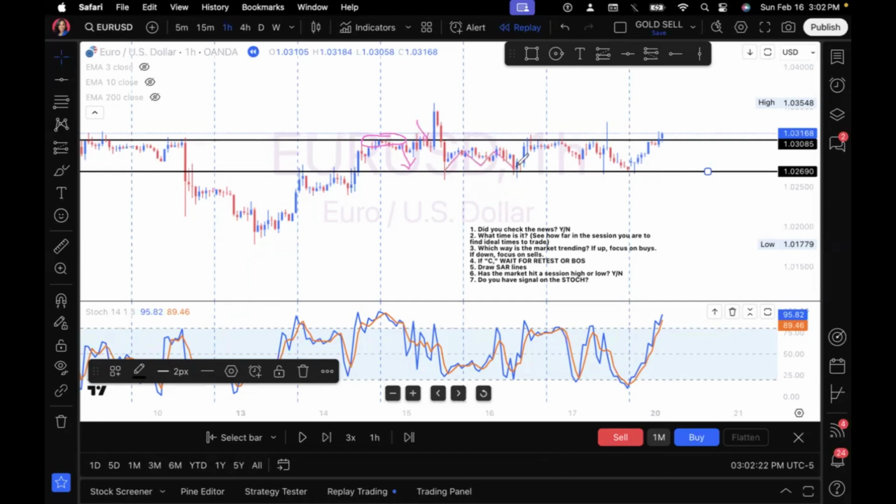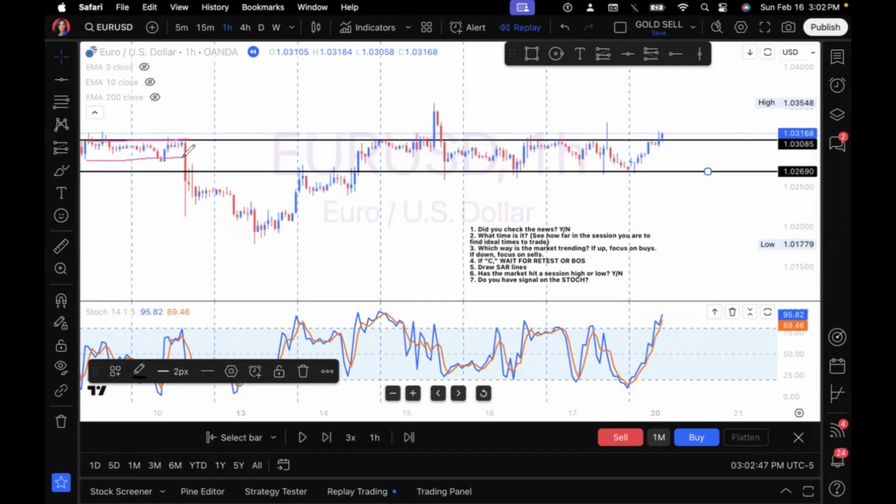Then it went right back into that pattern of buying at the same place, selling at the same place, right? Before we actually get a break of structure above that pattern. Now, when you get a break of structure above, this means you're going to want to enter for buys. When you get a break of structure below, that means you're going to want to focus on sells.